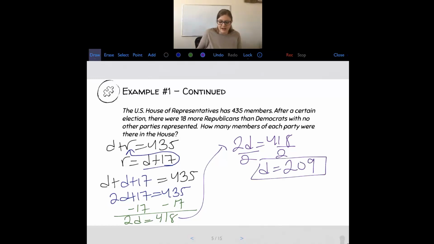Okay, and now you can plug in this value or use what you know. This should say 17 from the problem, and knowing that there are 17 more Republicans, you can just add 17 to this number, whatever will work best for you. So if we take number of Republicans is equal to Democrats, so 209 plus 17, we will get 226. Okay, so this will answer the question of how many members of each party were there in the House. There were 209 Democrats and 226 Republicans.